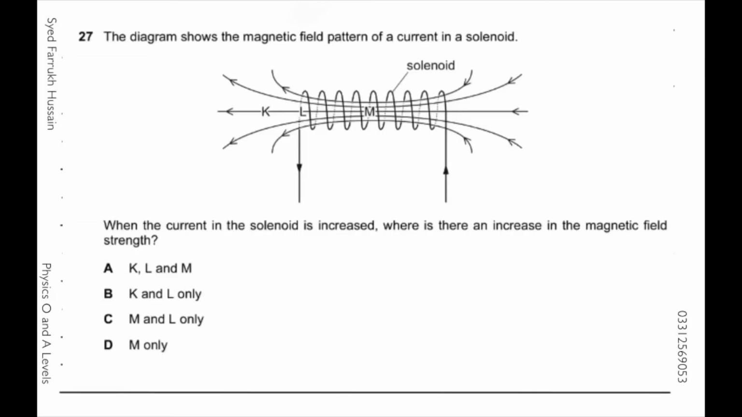In question 27, the diagram shows the magnetic field pattern of a current carrying solenoid, and there are 3 points K, L and M. If you increase current, the magnetic field strength will be greater, and when the current in the solenoid is increased, there is an increase in the magnetic field strength. The increase will be everywhere around the solenoid, because wherever there was magnetic field present, the magnetic field will get stronger, and this will affect all the regions around the solenoid, whether it is K, L or M. So these are questions.